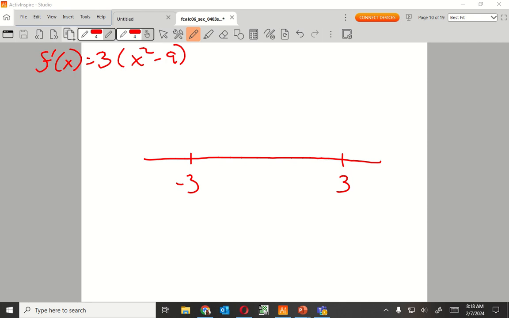So if I pick negative 4, negative 4 squared, 16 minus 9, positive 7. Positive 7 times 3, positive 21, right? So I know that f prime of, let's say, negative 4 is positive 21. Sorry, did I say 27? I did, sorry. So that's positive. So what do I know about this? On a graph, it's going up right here.